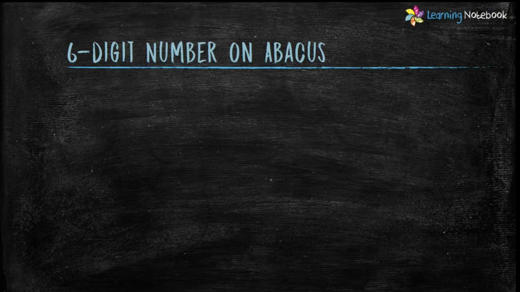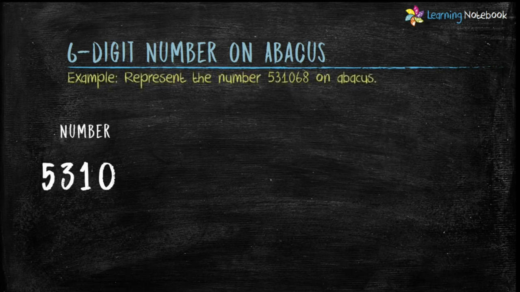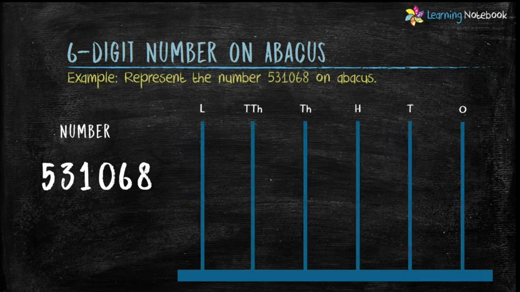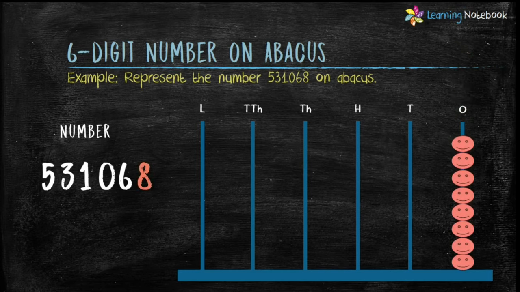Now it is time to learn how to represent a 6-digit number on Abacus. Example is to represent the number 531068 on Abacus. Since we have 8 at 1's place, we will put 8 beads at 1's spike. Next, we have 6 at 10's place, so put 6 beads at 10's spike. Next, 0 at 100's place, so we will not put any beads at 100 spike. Then we have 1 at 1000's place, so let's put 1 bead at 1000 spike.